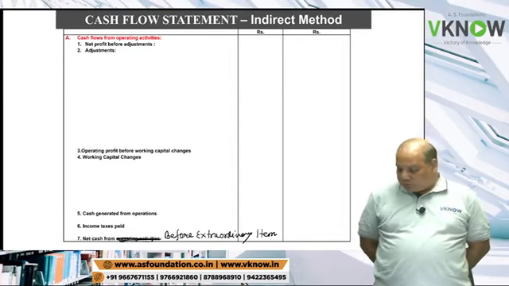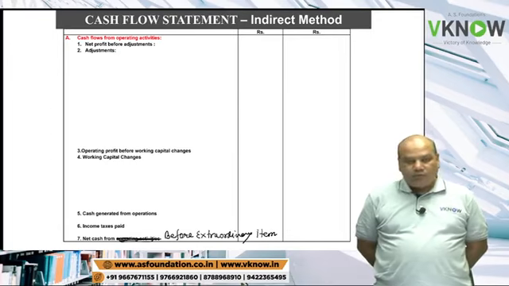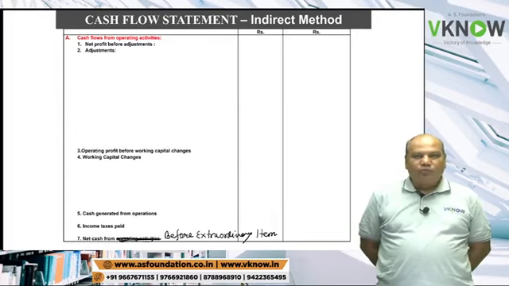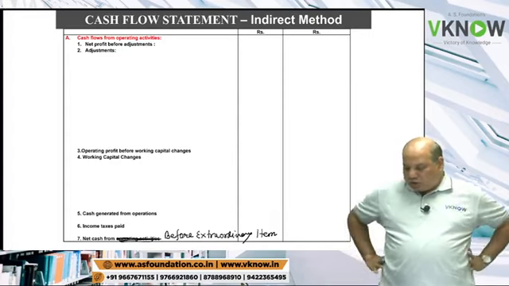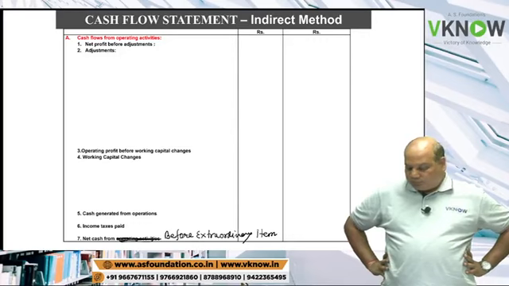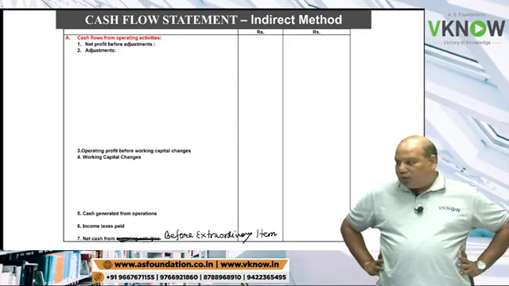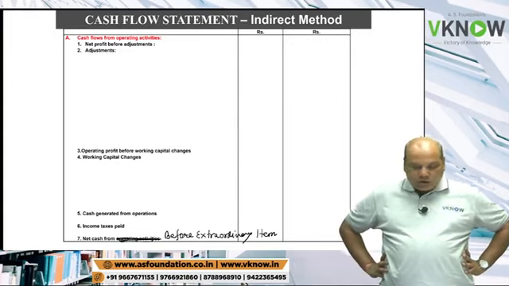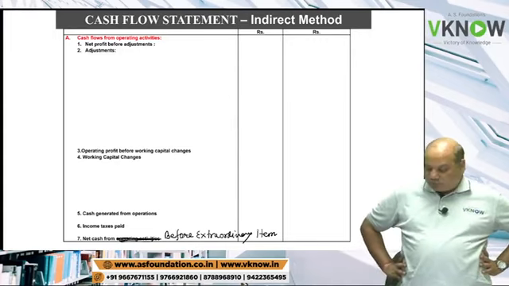Then you write down point number A, cash flow from operating activities. Under that write 1. Net profit before adjustment.